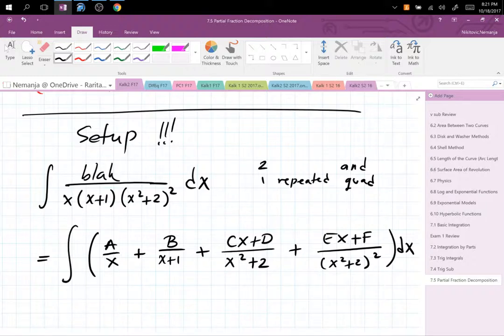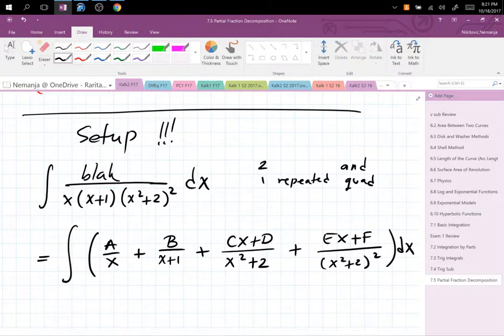We don't solve this because 1, 2, 3, 4, 5, 6. 6 variables means 6 equations or 6 by 6 matrix, right, to solve this system. So this is just practicing the setup.